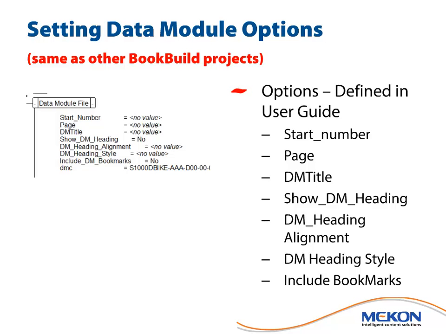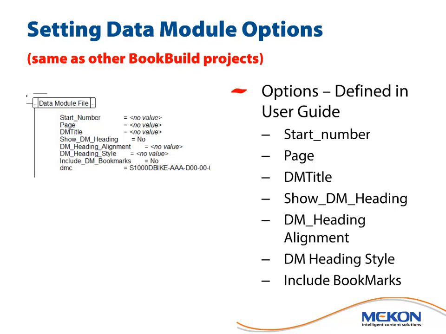What we're looking at here are the various options that you can have for a single data module. So let's just have a look at a couple of them. The start number: if you've got individual data modules, they will normally be chapters. So you've got the ability here to set the start number, which allows you to miss out chapters if you wish. The data module title: what part of the data module title do you want?